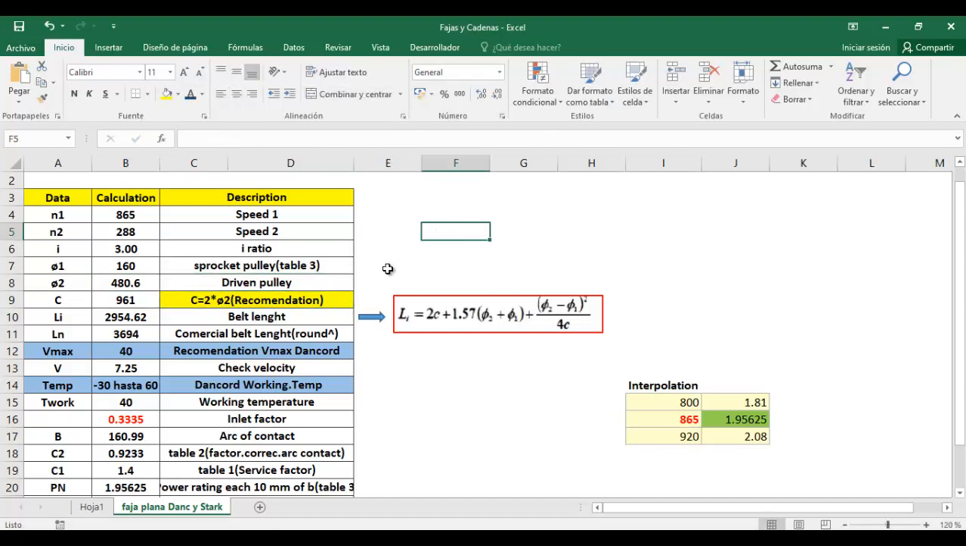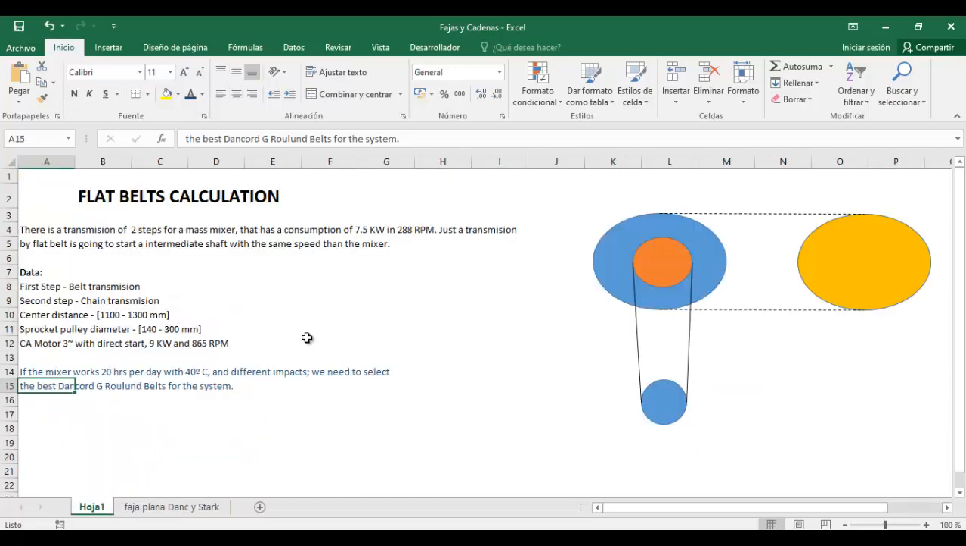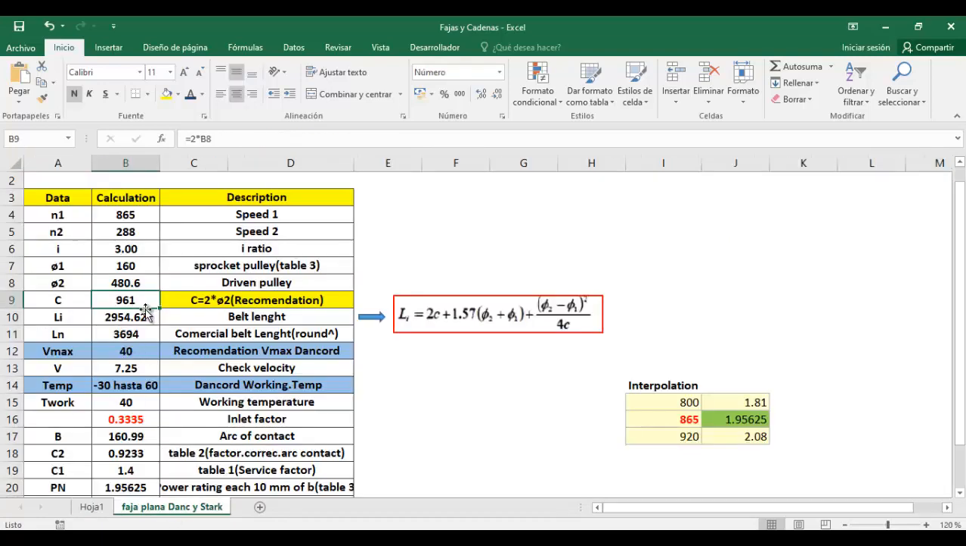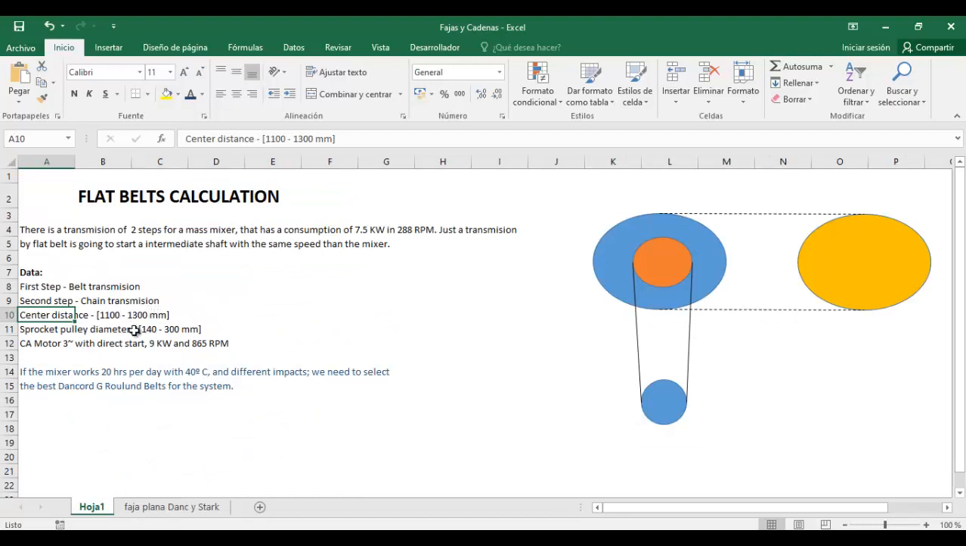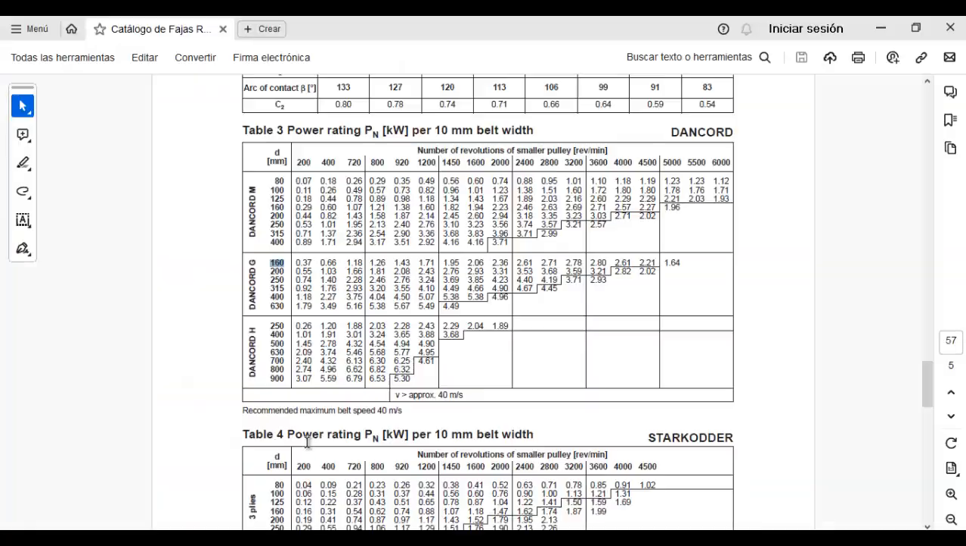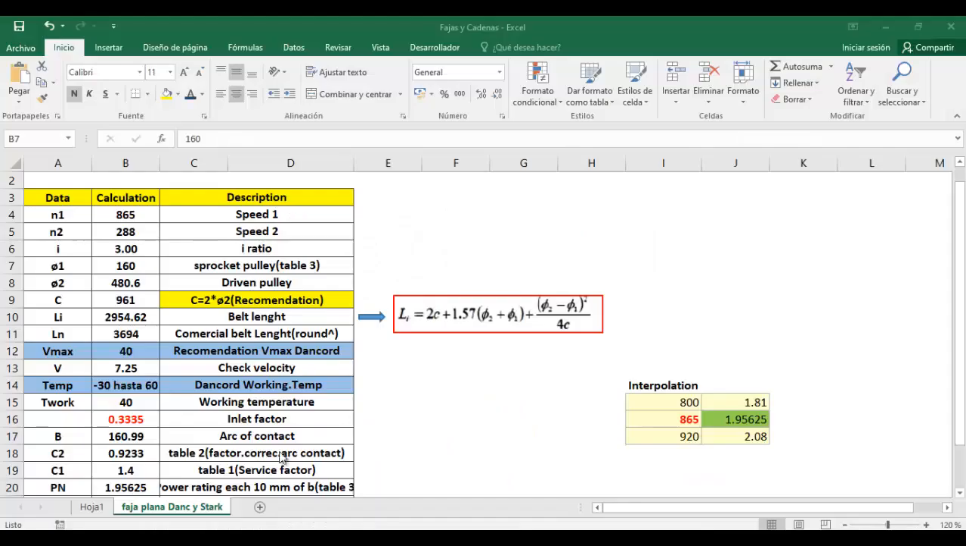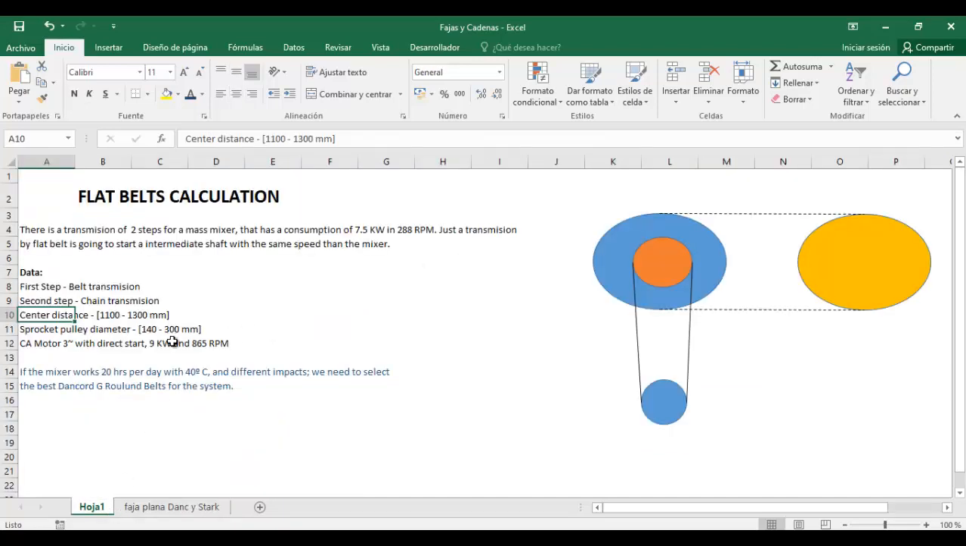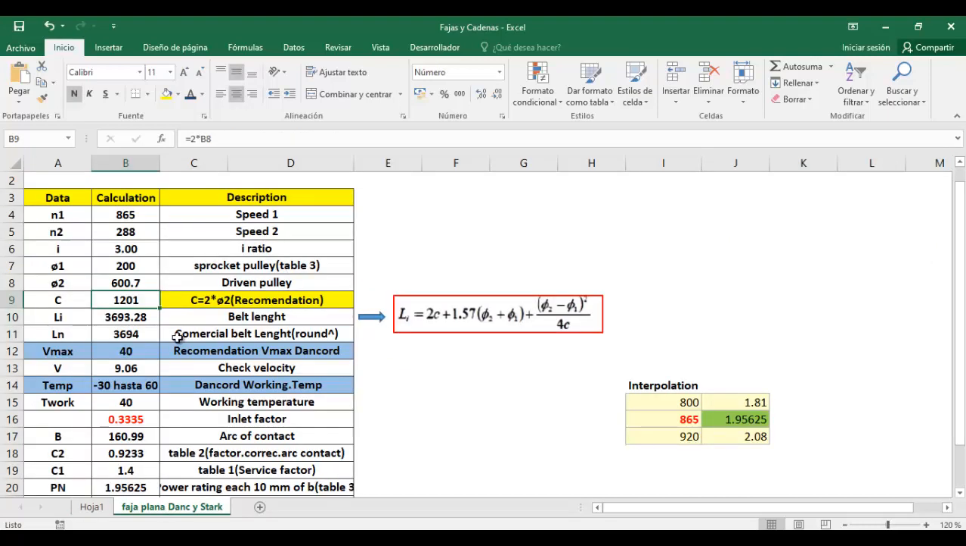We have the driving pulley, and we have a certain center distance, and this will be a good center distance. But we have a range, and 961 is not in it, so we should change our sprocket diameter. The second commercial is 200, so let's put 200, and as you can see, 1201 is in our range, so we can use 200. Actually it's okay.